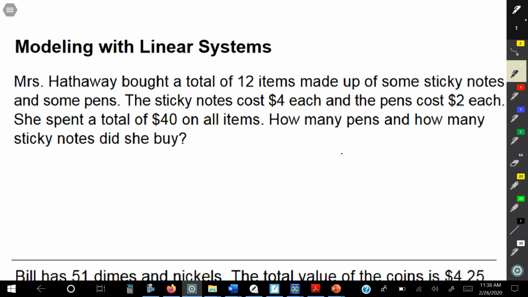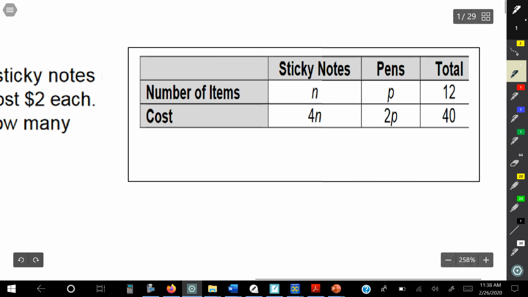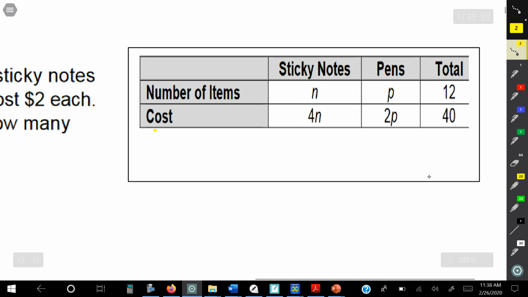So they've got a table over here you can take a look at, and it may be helpful to set up your own table. They have two things here: the number of items and the cost. The number of items, which was the total, was 12. We don't know how many sticky notes and how many pens, but whatever those are, when you add the sticky notes and pens, you get a total of 12. As far as the cost is concerned, you're looking at $4 times the number of sticky notes plus $2 times the number of pens, and that's going to equal a total of $40. So now we're going to use this to set up the system of equations to solve it.